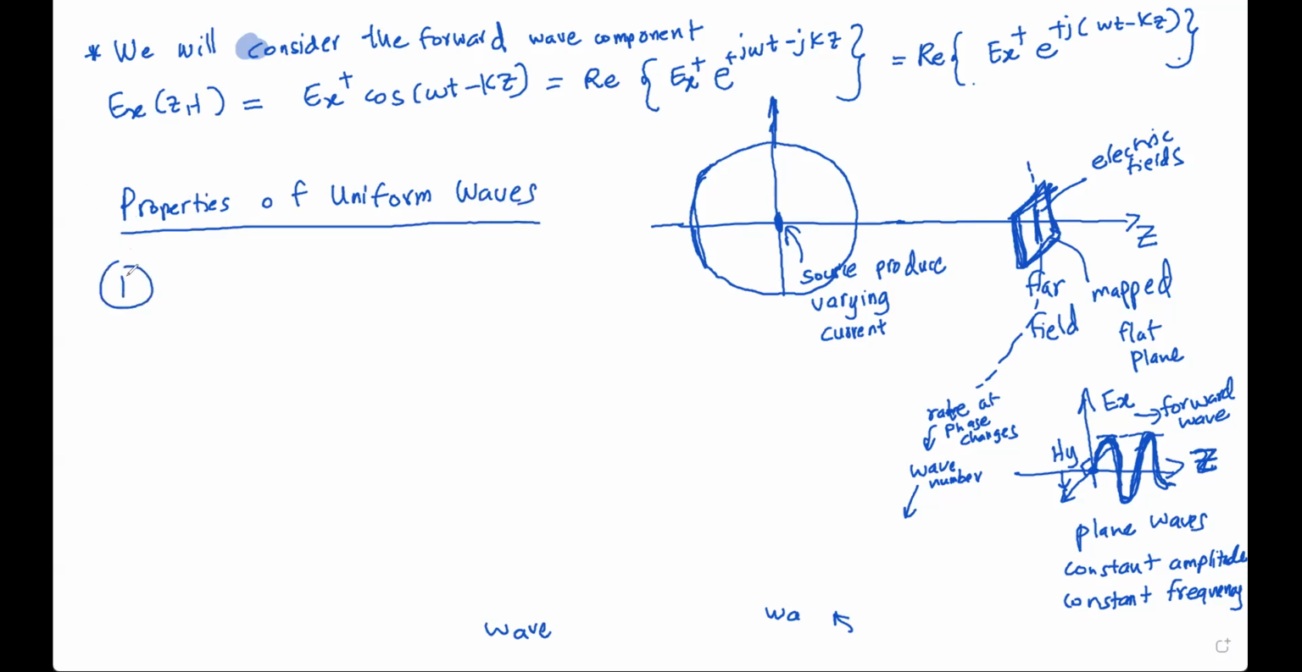So the first property is that the component of the electric field along the z-axis is zero. The component of Ex along the z-axis is zero.